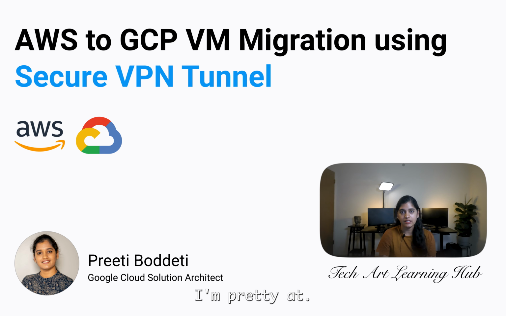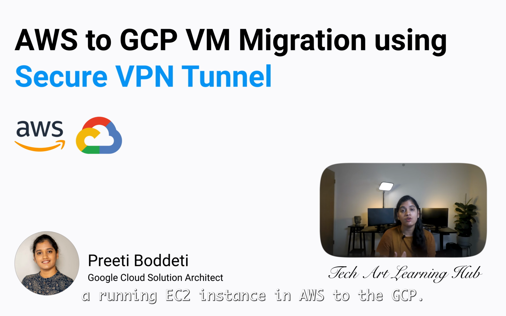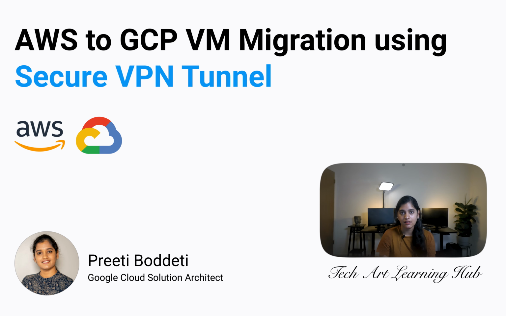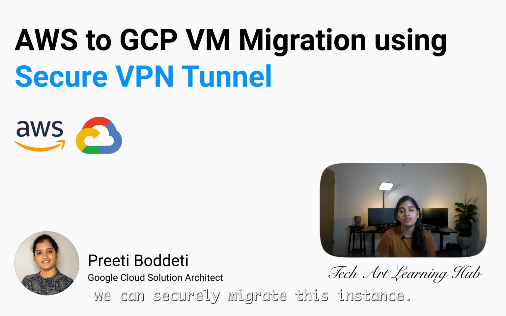I'm Preeti Bodeti and today we'll be talking about how we can securely migrate a running EC2 instance in AWS to the GCP. In our earlier video, we understood how we migrated this running instance from the AWS to the GCP via the public internet. But today we will securely migrate the same running instance from the AWS to the GCP by establishing a VPN tunnel, and through that we can securely migrate this instance.